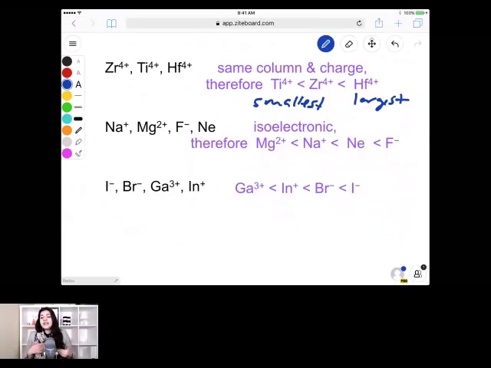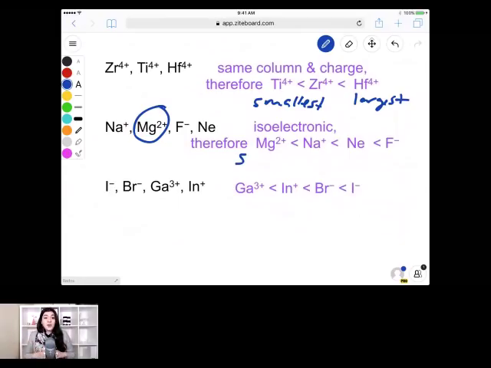Now looking at this next type, it's called isoelectronic. I want to explain what that means. Isoelectronic is essentially saying they all have the same electron count. It just means they have the same amount of electrons. So looking at that, we arrange this according to the anion or the cation. The cation that has the largest positive charge is magnesium. That's why it would be the smallest.